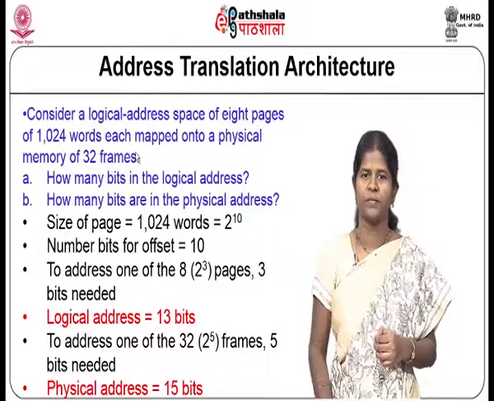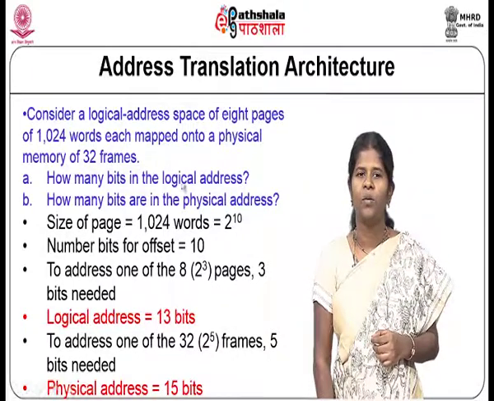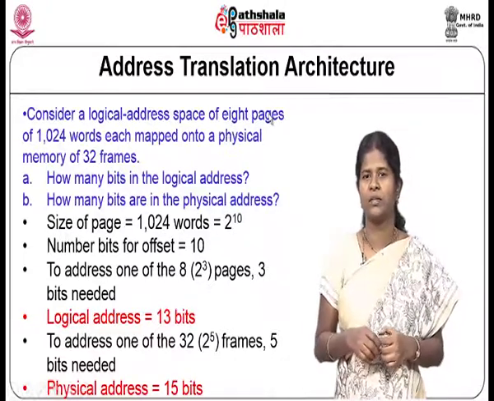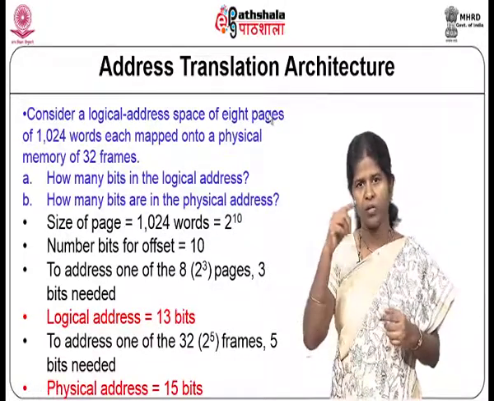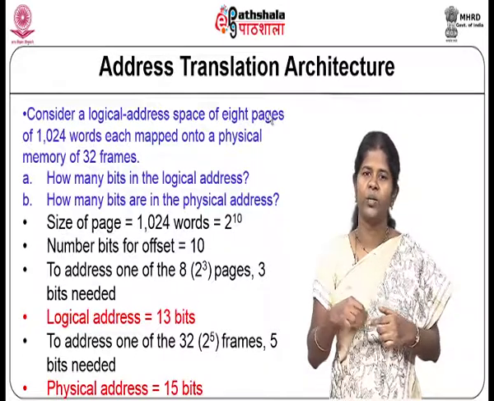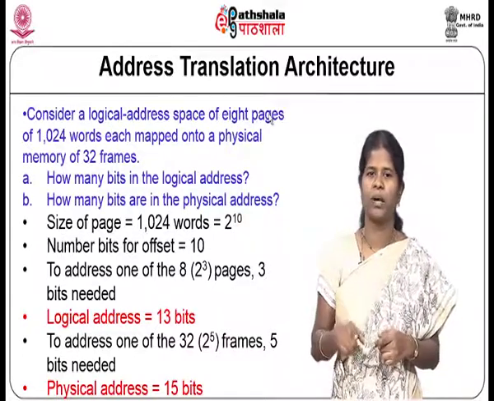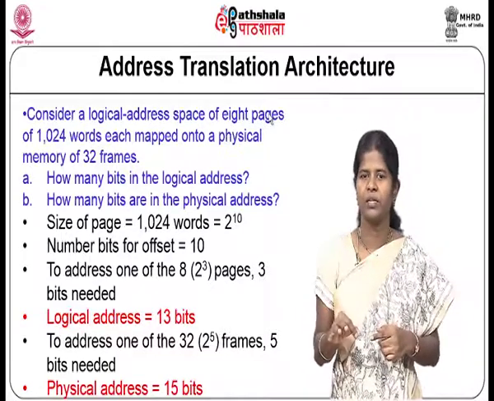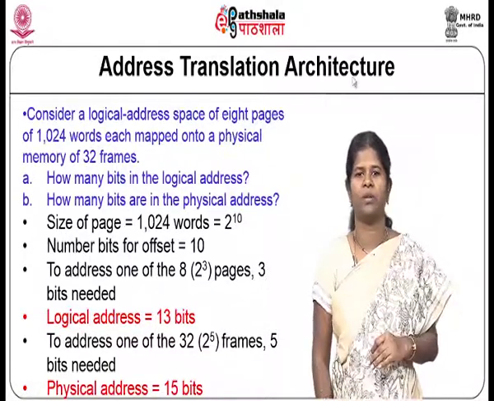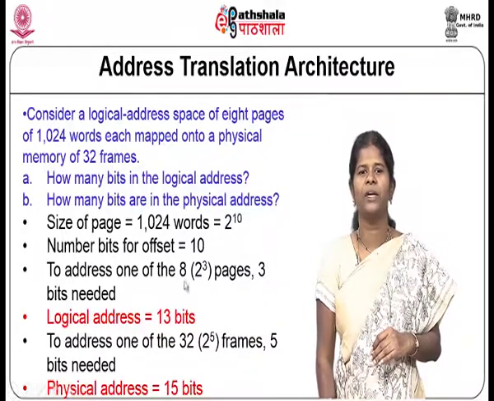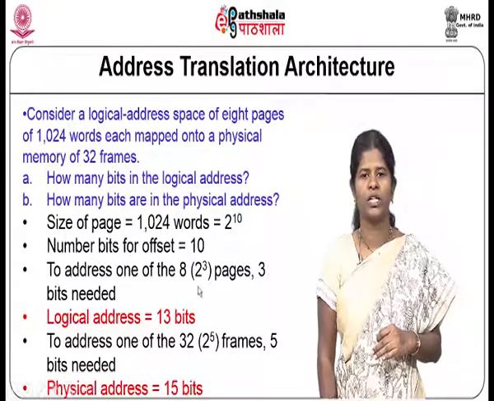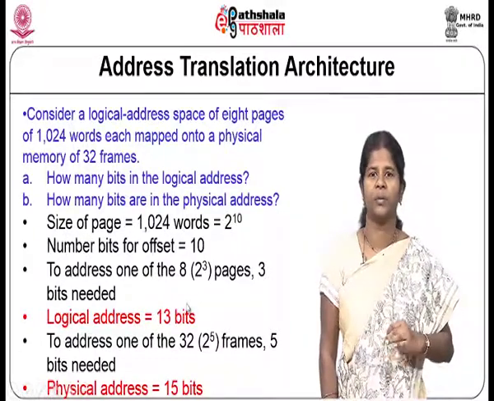And how many number of pages you have got? You have got 8 number of pages. So, to address one of these 8 pages, you need to have 3 bits because 8 is 2 power 3. So, 3 bits will go for the page number. So, 3 bits for the page number and 10 bits for the offset. So, the logical address should have 13 bits.